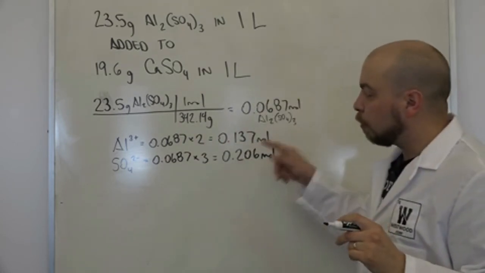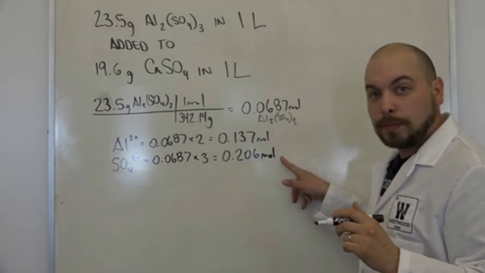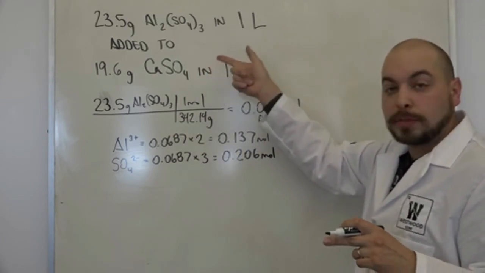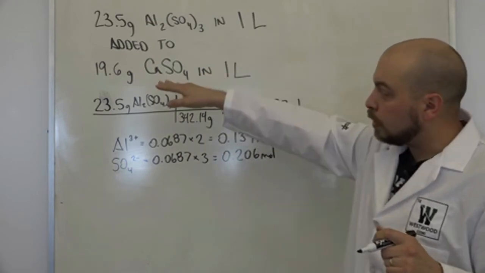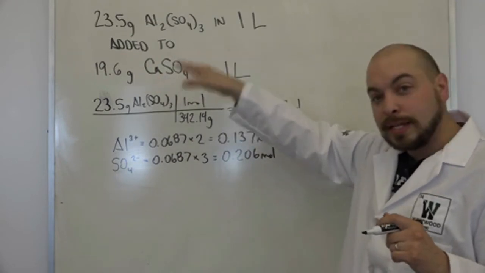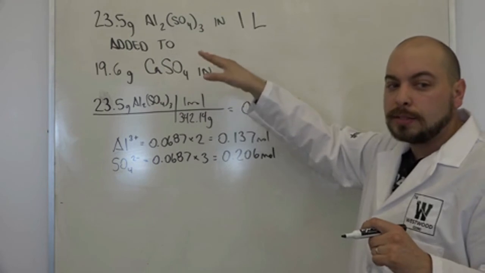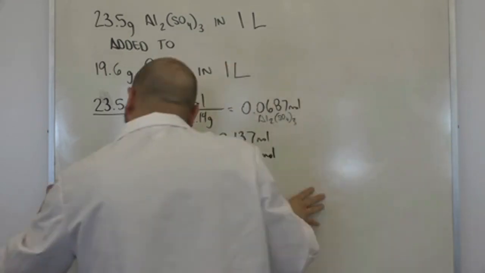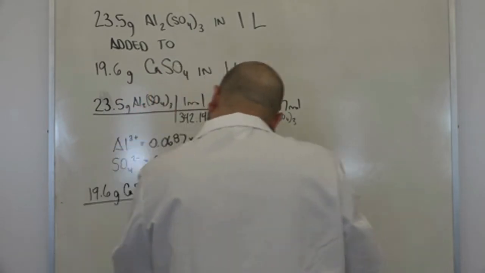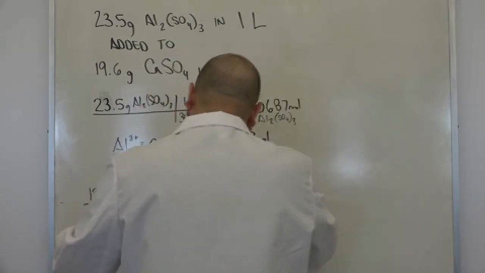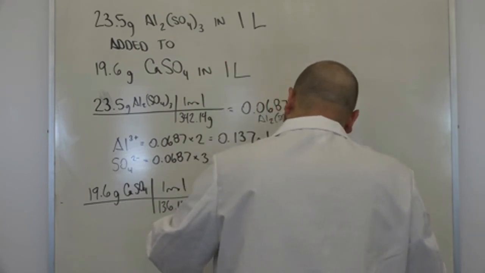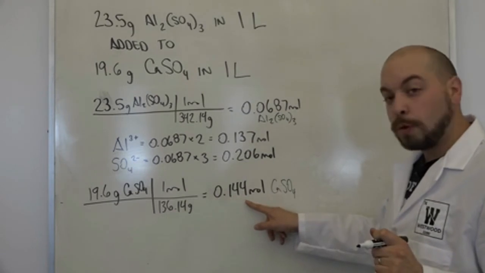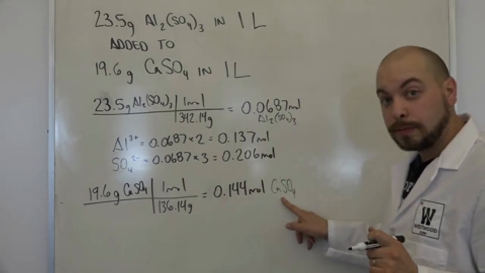So now that we've found the number of moles of aluminum and sulfate, we're going to look at the calcium sulfate and figure out how many moles of calcium sulfate we have. So we start with 19.6 grams, we divide it by its molar mass, and its molar mass is 136.14 grams per mole. This means we have 0.144 moles of calcium sulfate.